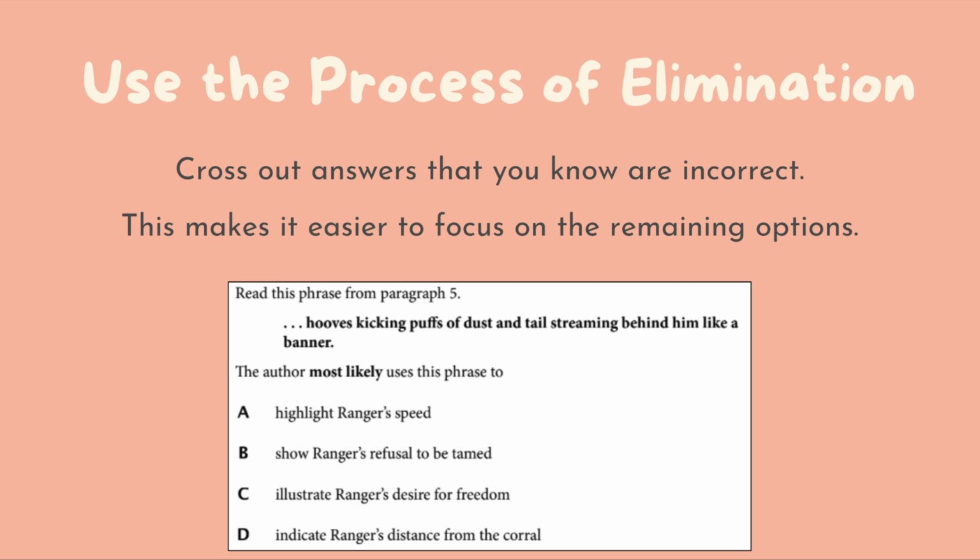Now, I know you didn't read this story, so I am going to model this for you, but I just want to show you how I would use the process of elimination here. First, I would get rid of D, because it doesn't show me anything about his distance from the corral. I also would eliminate B, because it doesn't show me any type of refusal to be tamed. And lastly, I'm going to eliminate C, illustrate Ranger's desire for freedom, which leaves me with A, highlighting Ranger's speed. I use the process of elimination to break down my options.